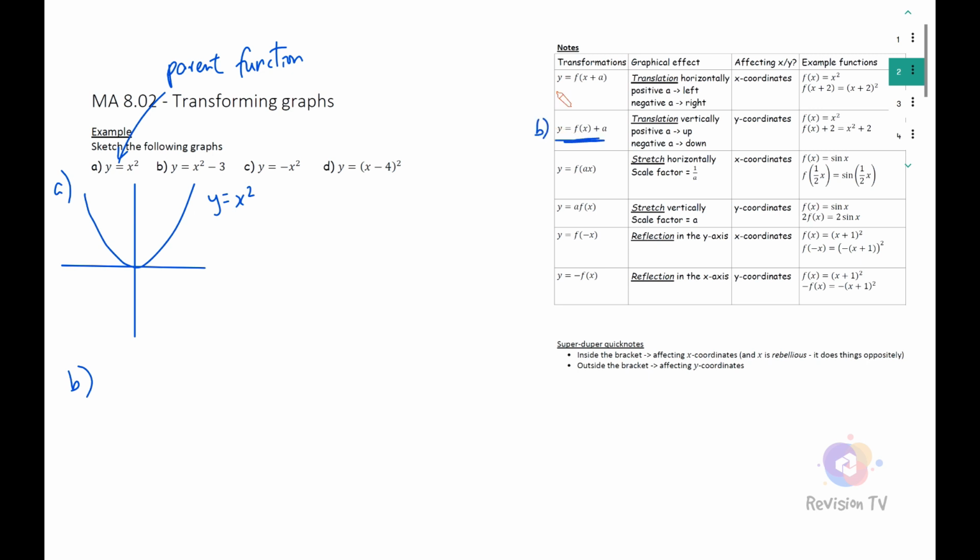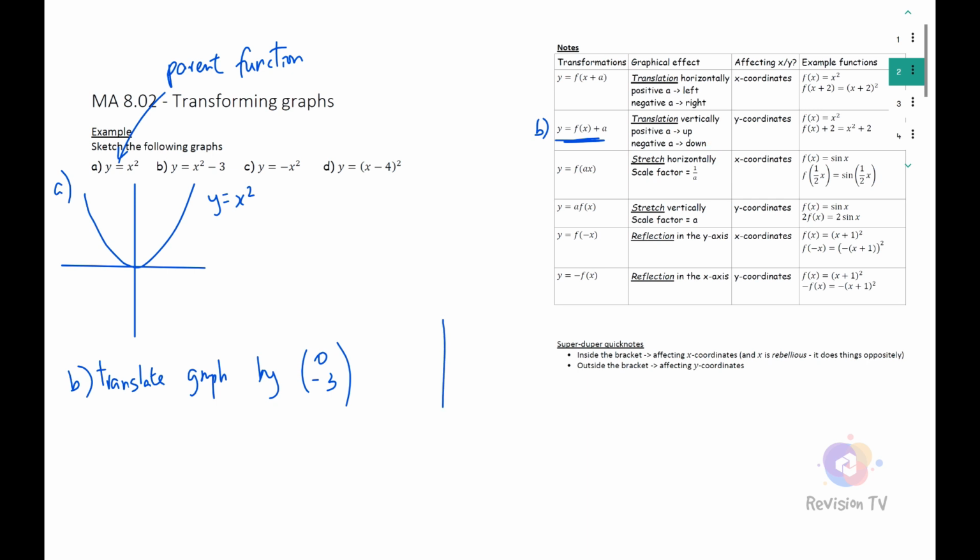This one, because the minus 3 is outside, is plus and minus, so it's definitely a translation. The minus 3 is outside, which means it's affecting the y coordinates. So minus 3 means negative, so moving the graph down. So part B means move the graph down. Oh, actually, we shouldn't use the word move. We should say the word translate by (0, -3). Okay.